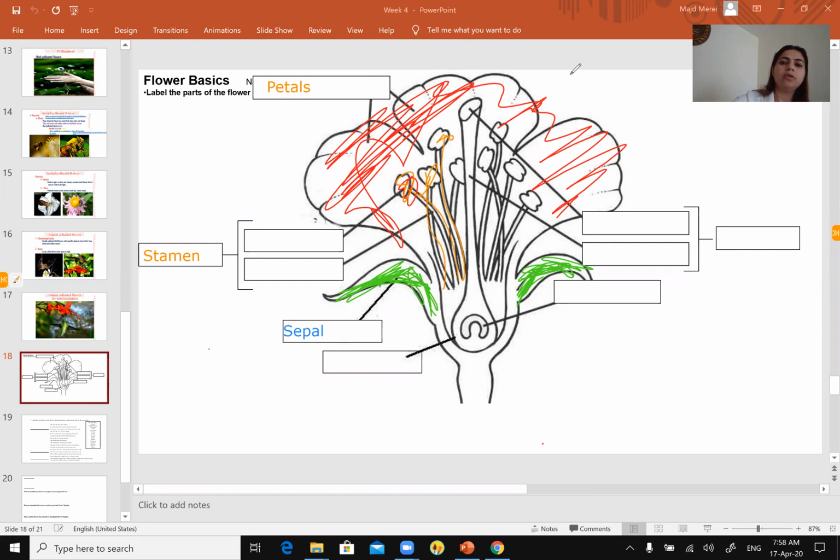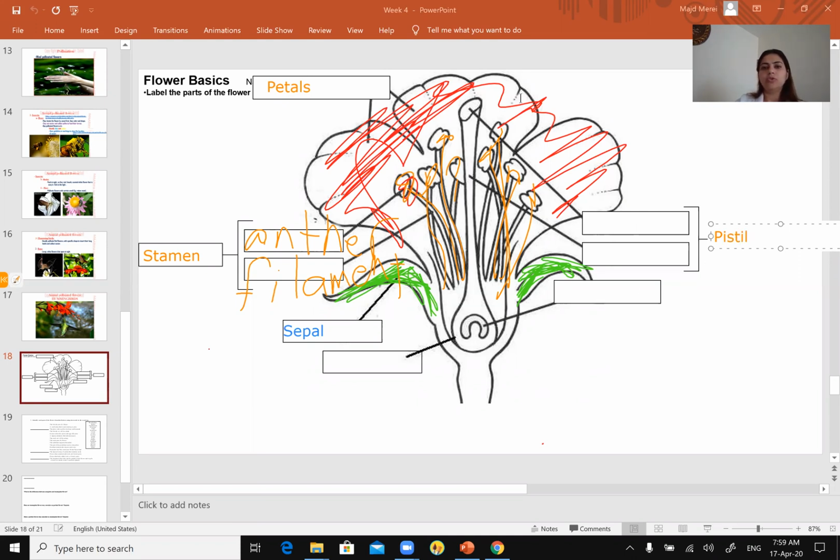The long filament carries the anther, okay? So the upper part is the anther. The thread-like structure is the filament. Okay, the innermost part, which is the female reproductive part, carpel or pistil.